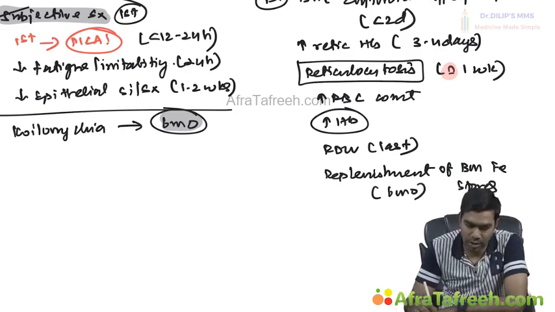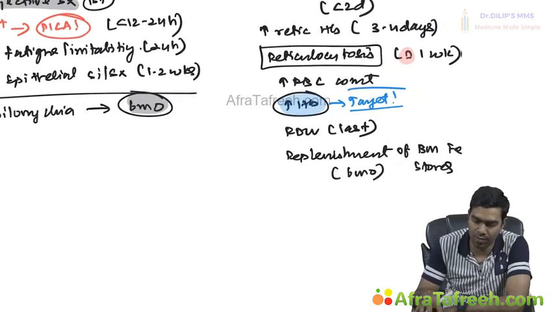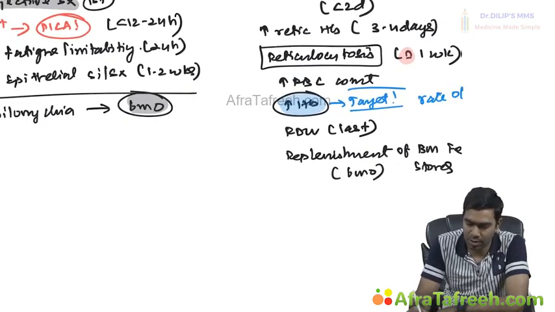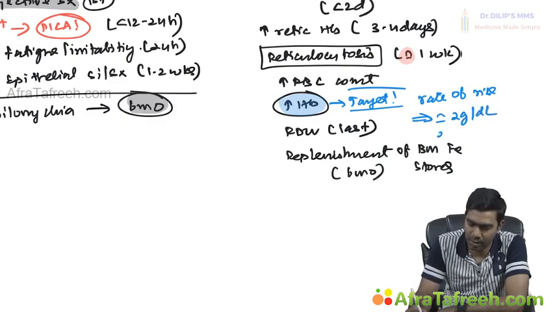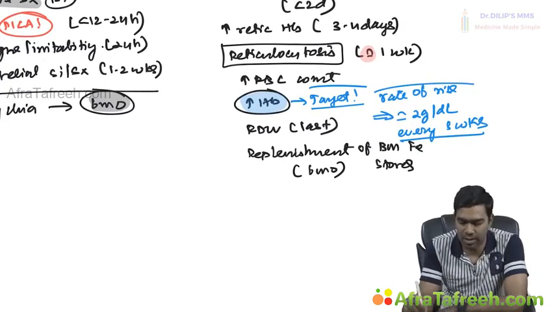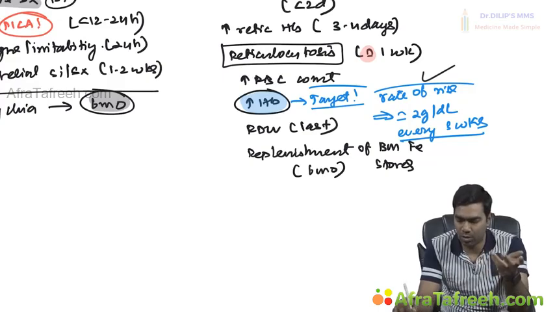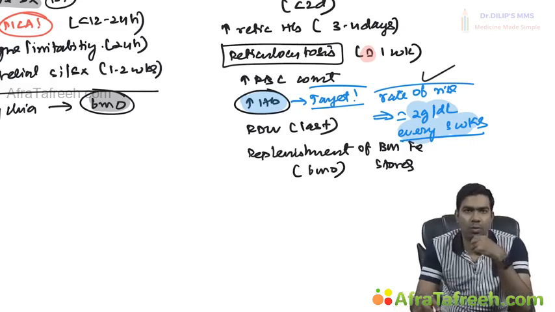So your increased hemoglobin, you have a cutoff. The target for increased hemoglobin after oral iron is very important. The rate of rise should be approximately 2 grams per deciliter every 3 weeks. So that is the standard rate of rise. If you don't have this 2 gram per deciliter rise every 3 weeks, you can tell the response is poor.